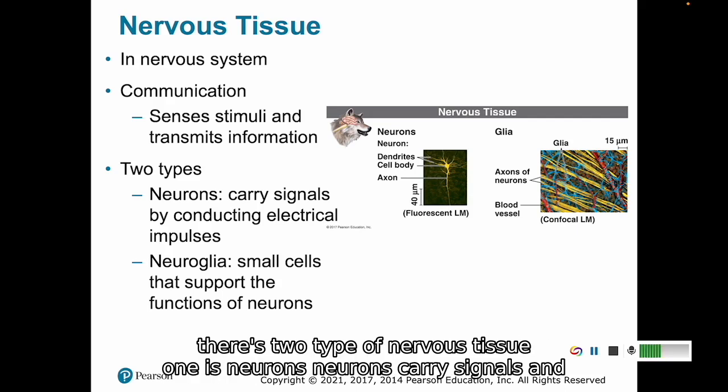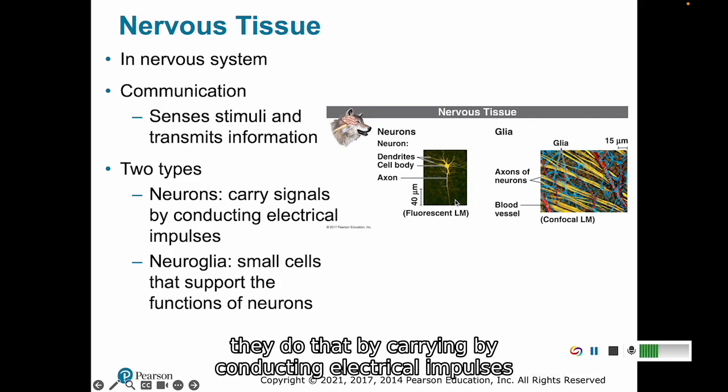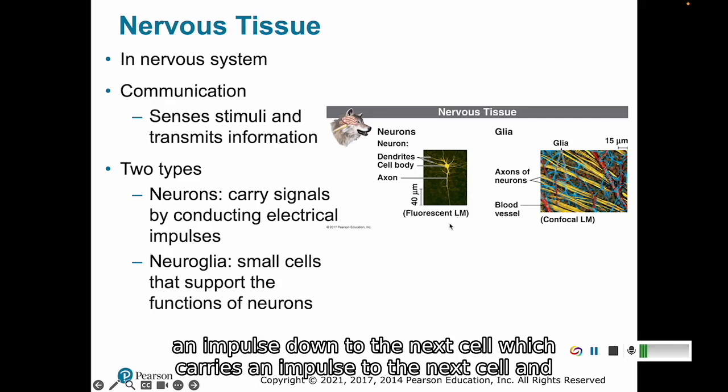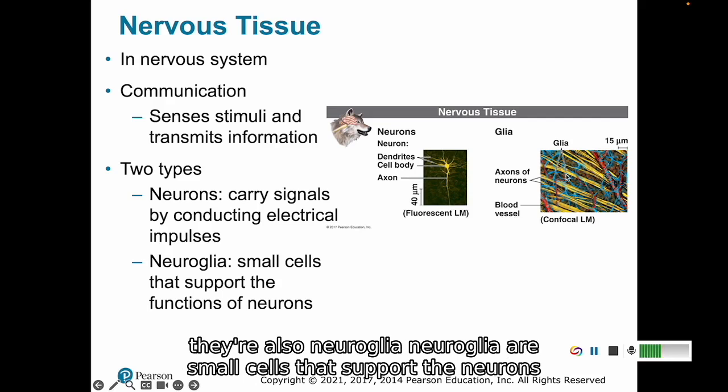There's two types of nervous tissue. One is neurons. Neurons carry signals, and they do that by conducting electrical impulses. So this will conduct an impulse down to the next cell, which carries an impulse to the next cell. And there are also neuroglia. Neuroglia are small cells that support the neurons.